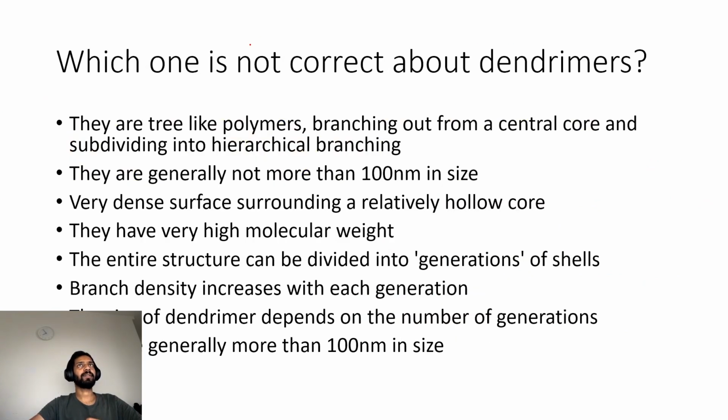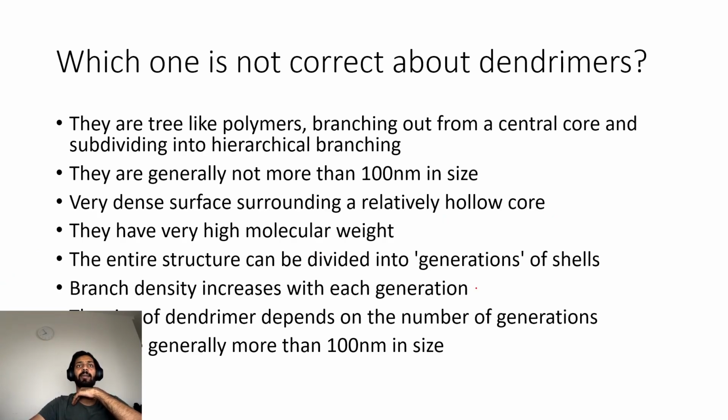So yeah, that's the first question, and the second question is: which one is not correct about dendrimers? They are tree-like polymers branching out from a central core and subdividing into hierarchical branching. They are generally not more than 100 nanometers in size, with a very dense surface surrounding a relatively hollow core. They have very high molecular weight.